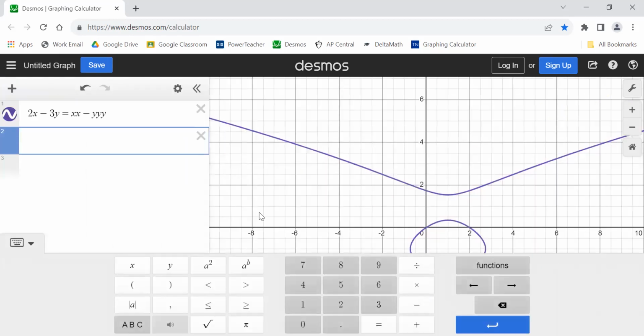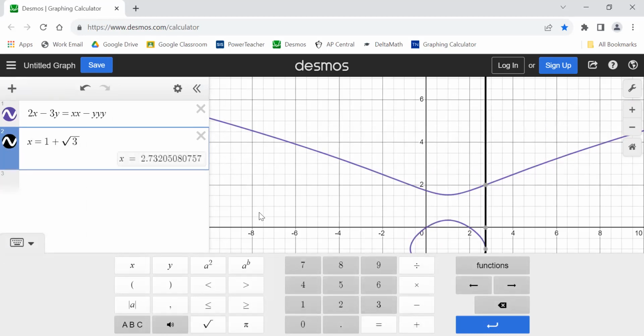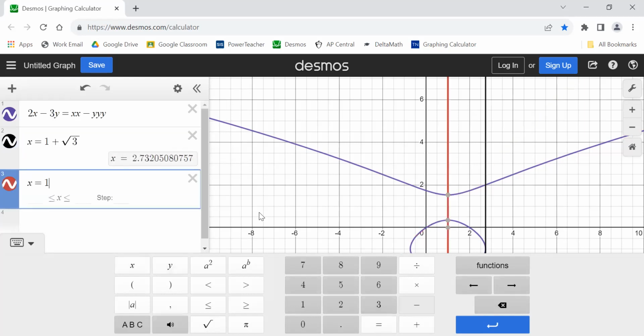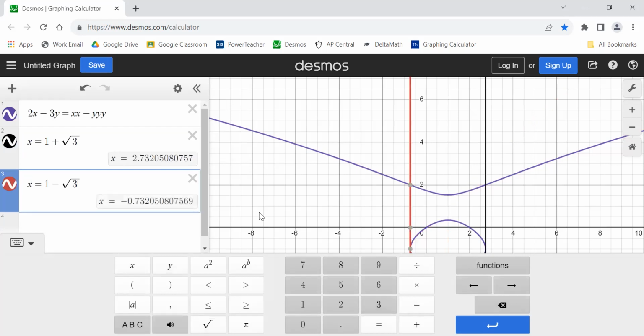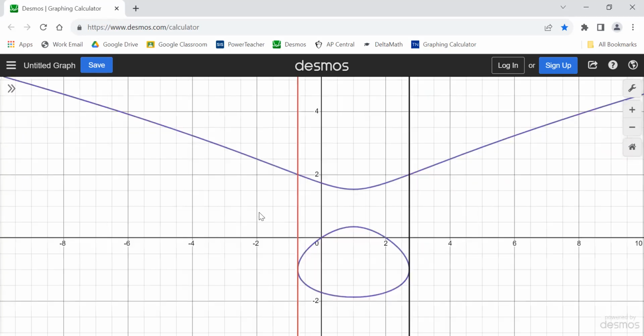And if we were to go in and put in x equals 1 plus the square root of 3, and x equals 1 minus the square root of 3, we should see that those appear to be vertical tangent lines over here at these two values.